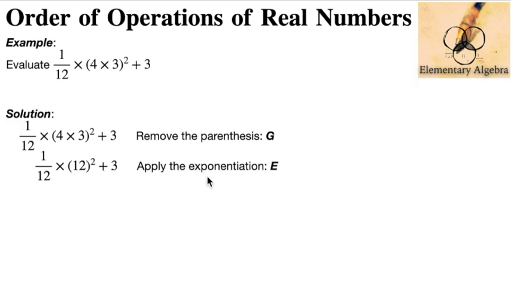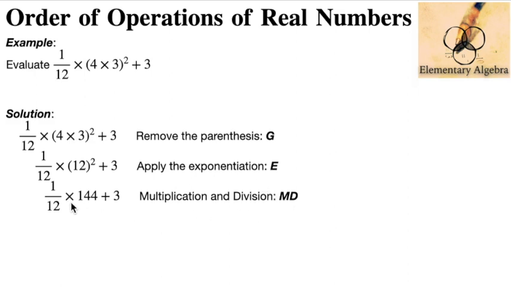We will now apply the exponentiation, the E. That's our GE, we're now in the E. So 12 squared, 12 times 12, is 144. Then we do the multiplication and division since we're done with the G and E. There are no more groupings and no more exponents, so let's proceed to multiplication and division.